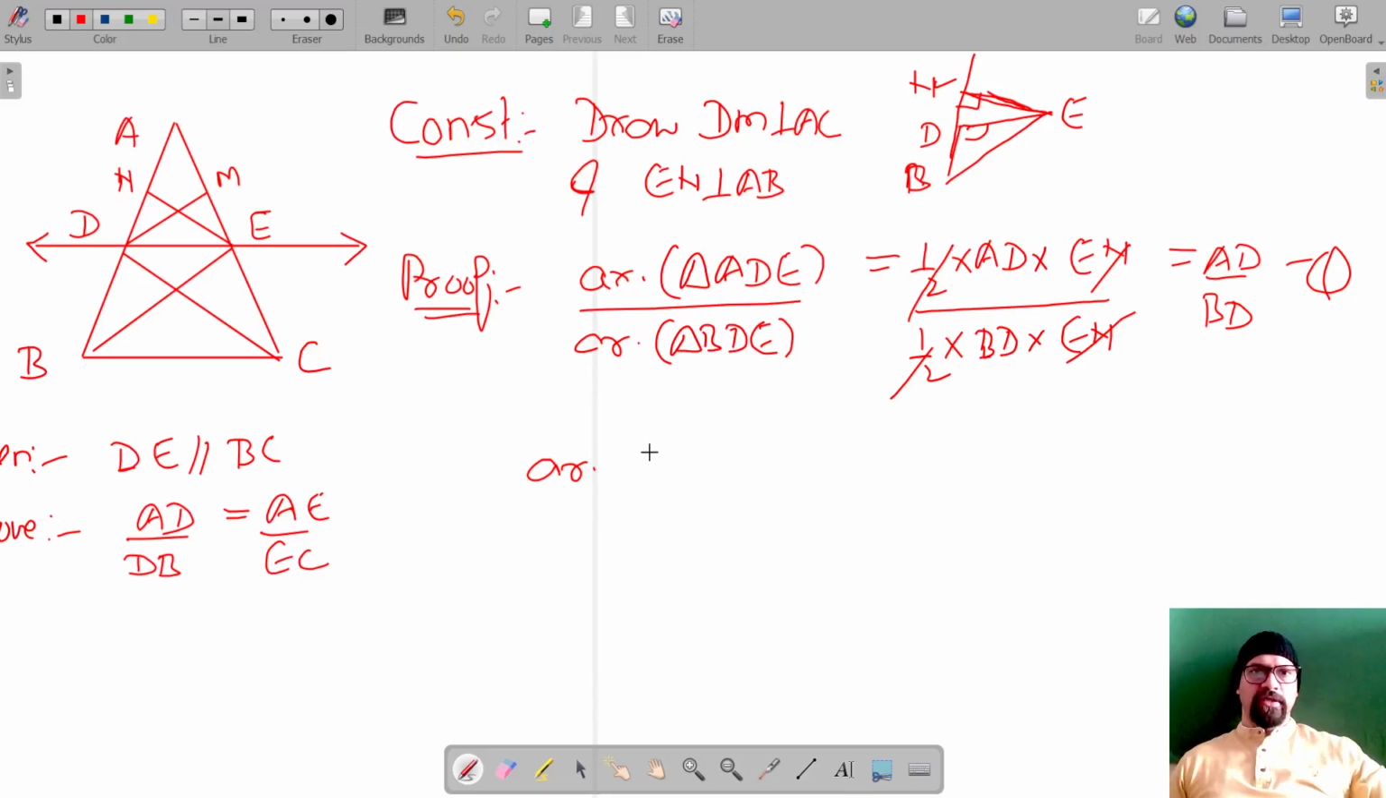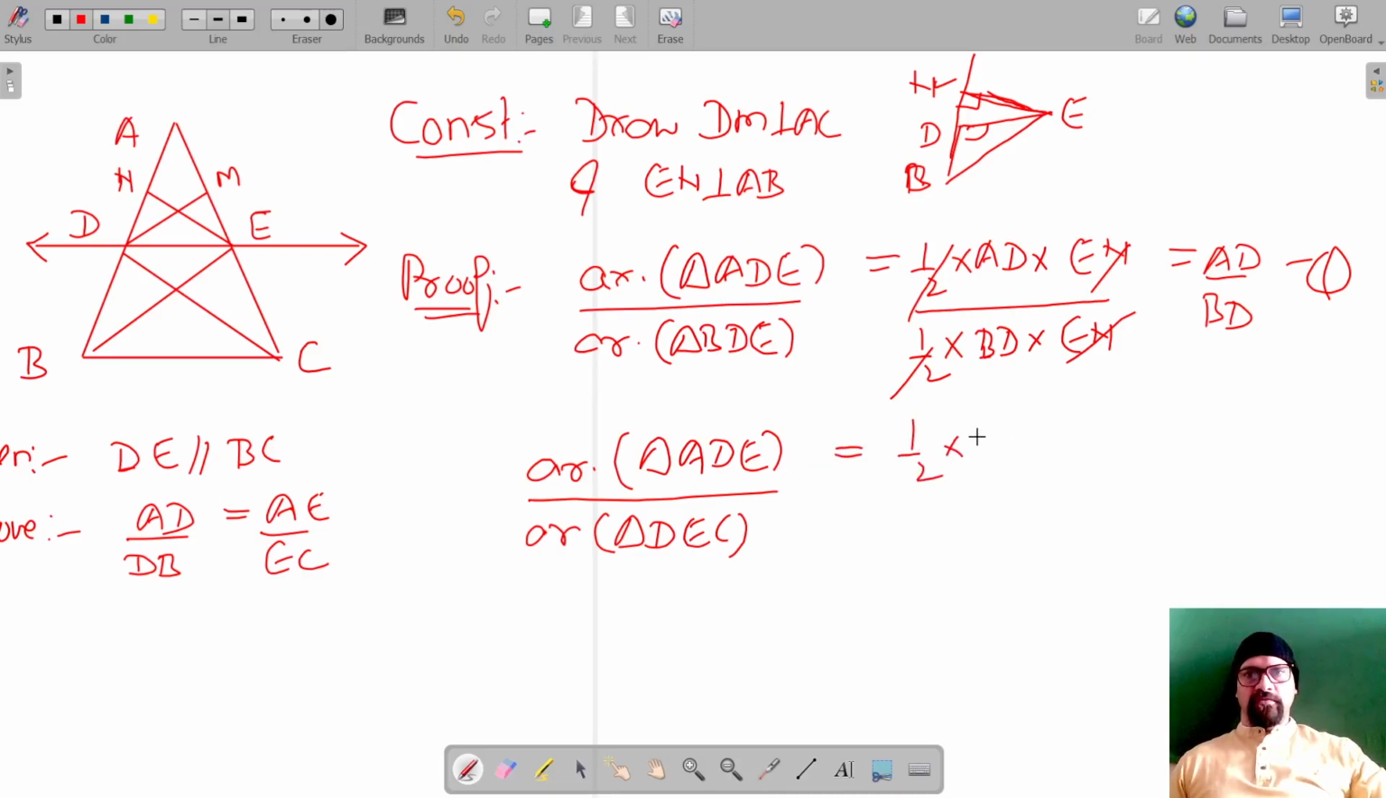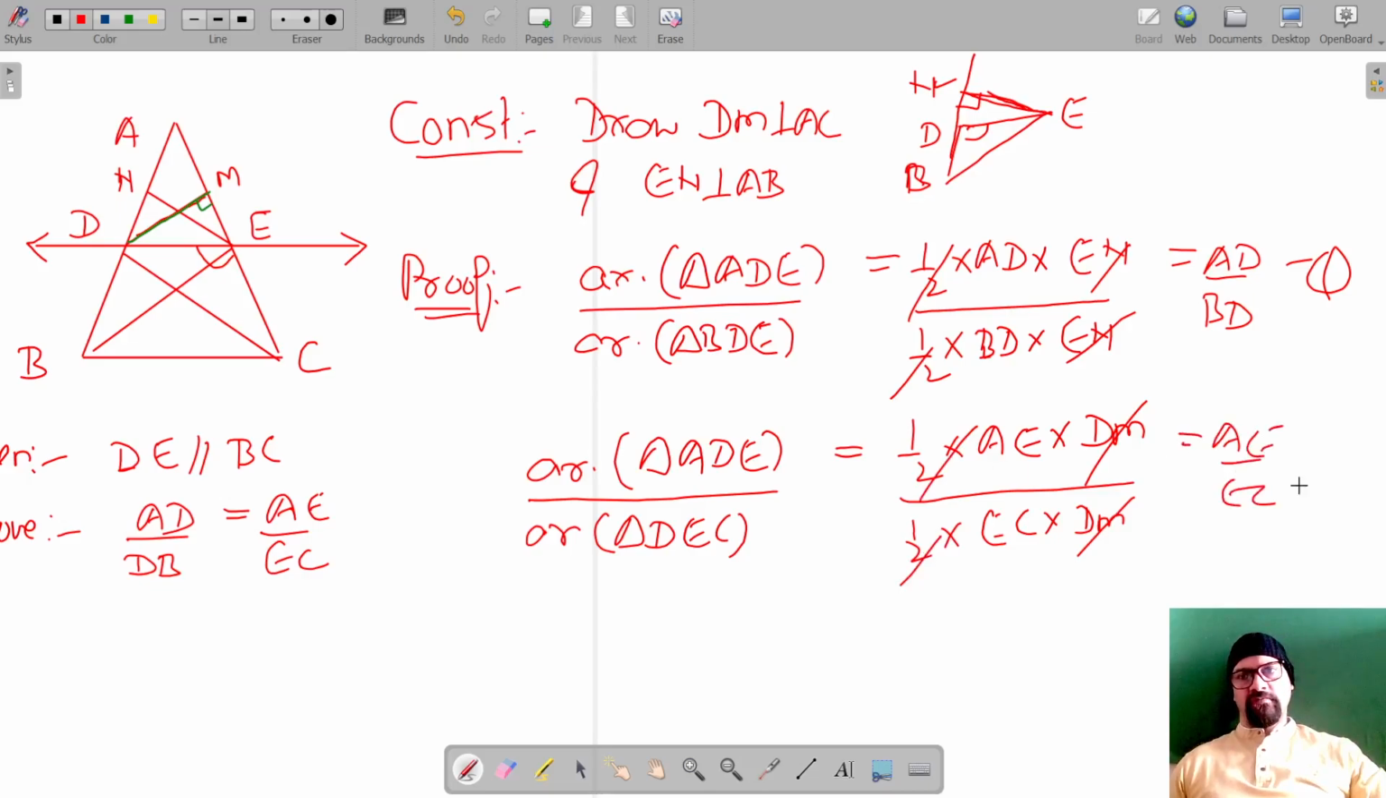And once again, we are going to take the next triangle. This is the same triangle ADE, but in this case, area of triangle DEC. Now in ADE, let's say the base is AE, and corresponding to base AE, the altitude is DL. So now this is half into AE into DL. Triangle DEC is also an obtuse angle triangle for which the perpendicular is outside the triangle, which is DM, and its base is EC and the perpendicular is DM. So this gets cancelled, half and half, and finally we have AE by EC.